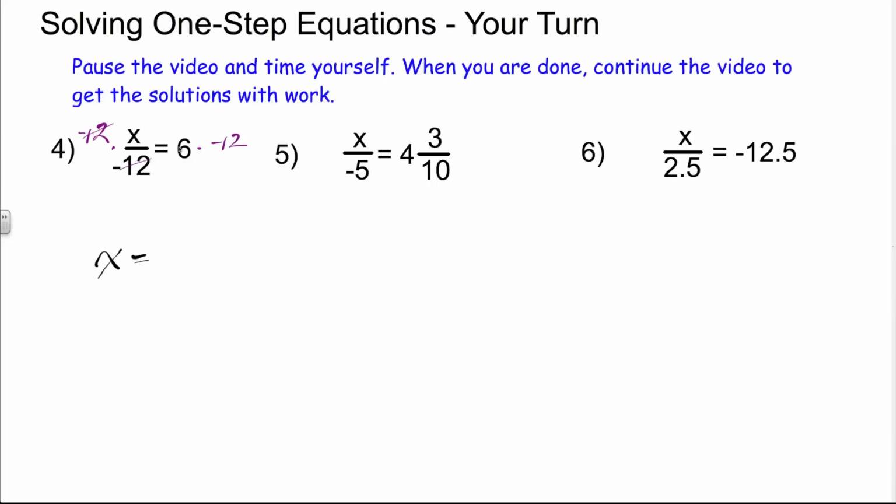On the right-hand side, we have to do 6 times negative 12. Positive times a negative is a negative, and 6 times 12 is 72. Now, 6 times 12 is a multiplication fact that you should know, or you should be able to complete that multiplication very easily. It's 2-digit by 1-digit.